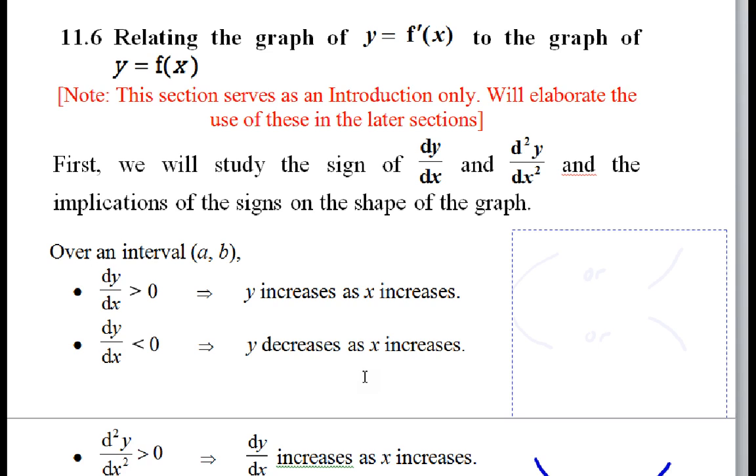If your y is defined such that your dy dx over an interval, that means from x goes to a to x goes to b, dy dx is positive, it means that y increases as x increases. But there are two ways to increase. You can increase it like that, or you can increase like that. Do you see a difference? Yes, there is a difference. Later I'll explain what's the difference.